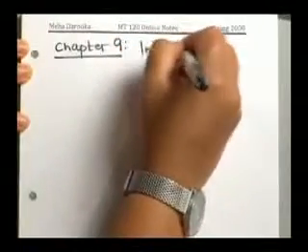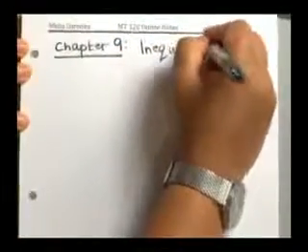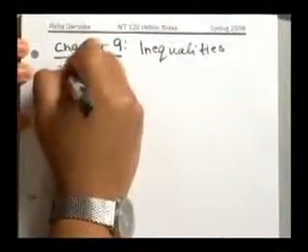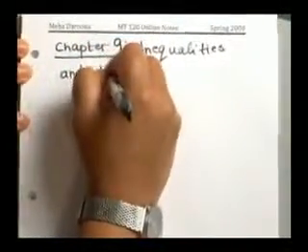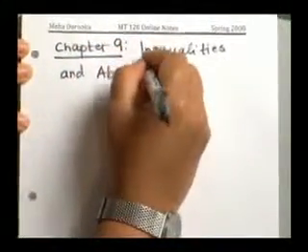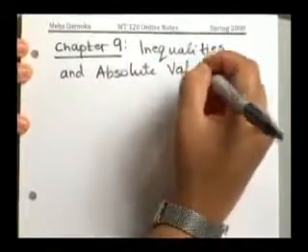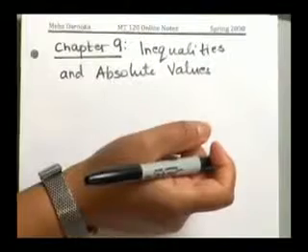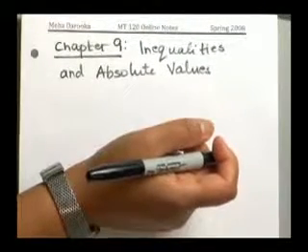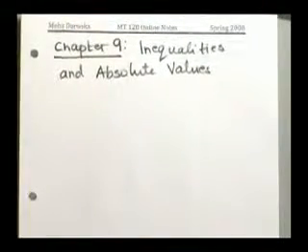talks about inequalities and absolute values. Now, the first thing we will start out with is section 9.1, which talks about set operations and compound inequalities.